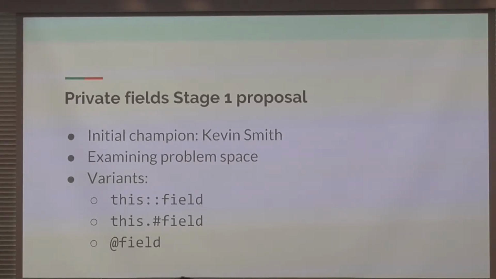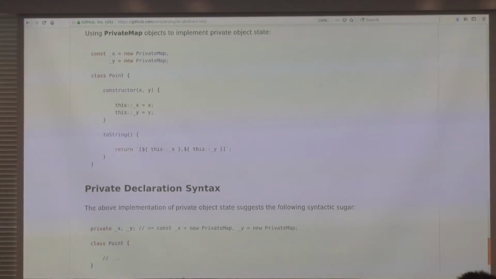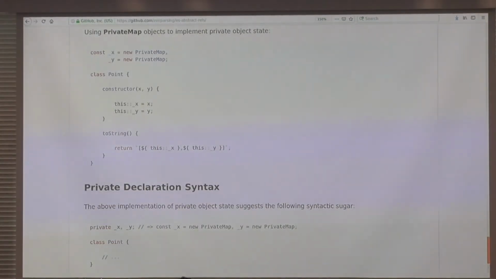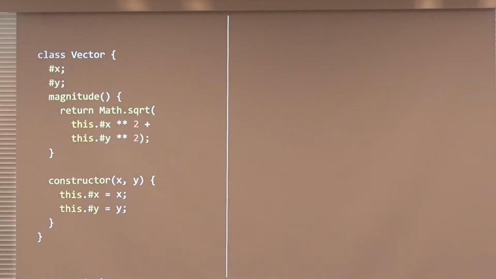We looked at this : field, this .hash field, fields. And you can see one of these, the : idea, elaborated in some earlier documents that the committee considered. Here, private fields were actually first-class objects. You would create a private map, and you would put it after 2 colons in order to access things in the private map. But eventually, we decided to go with this hash syntax. So these basic things were worked out while the proposal was at stage 1.